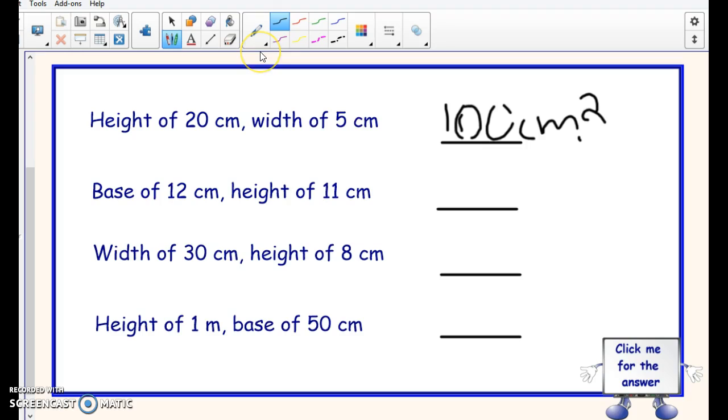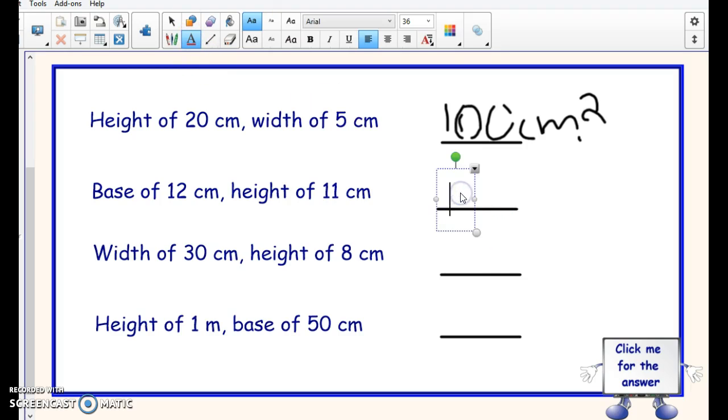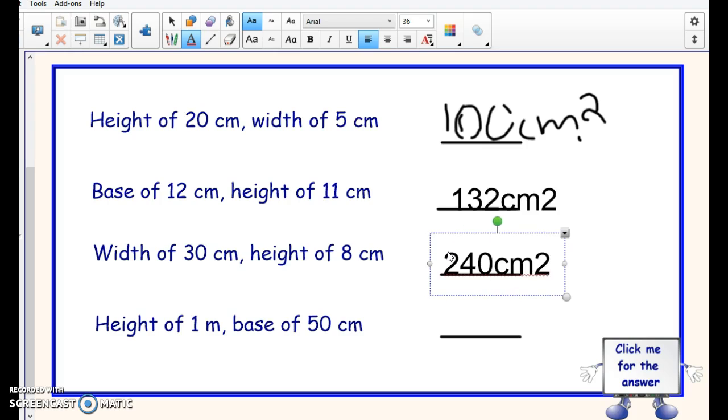And then something over here, we have a base of 12 and a height of 11, and that's going to give us 132 centimeters squared. Next one, a width of 30 and a height of 8. I know 3 times 8 is 24, so that means 30 times 8 is going to give us 240. So I have 240 centimeters squared.